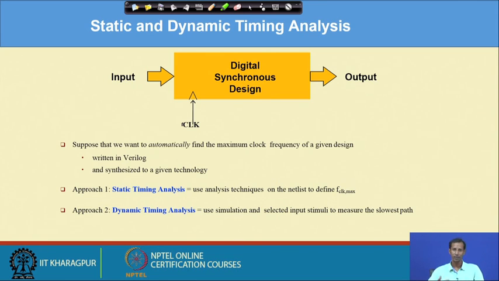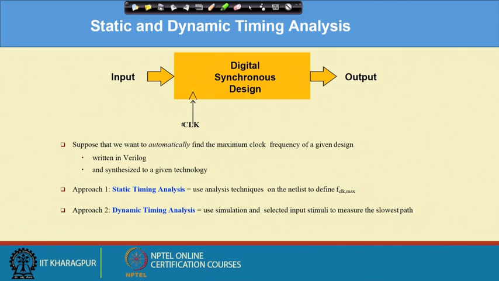So, these are the two conditions where we use static timing analysis and where we use dynamic timing analysis, but for any system design which has to be in chip format, or which has to run in real time.